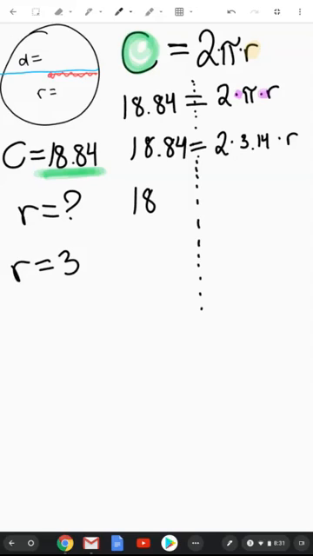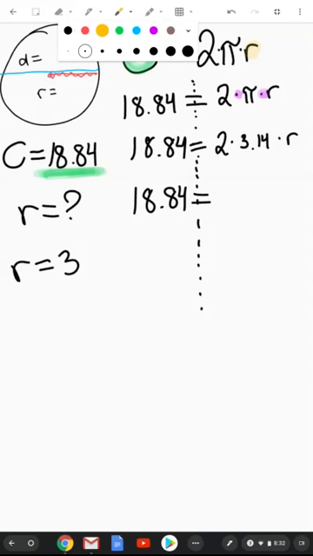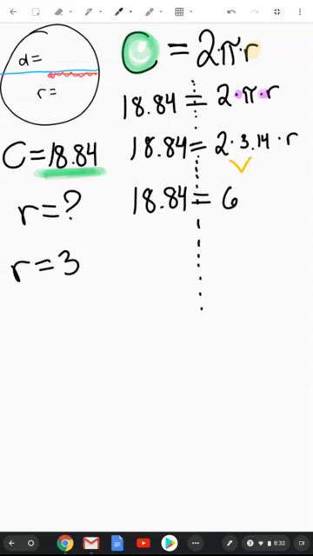I'm going to bring down 18.84. And instead of dividing, I'm going to go ahead and multiply 2 times 3.14, and I'll show you why. Okay, so 2 times 3.14 is going to give me 6.28, and then the times r is going to come down. Check it out. I now only have one number being multiplied by r. So I need to break off 6.28. I need to break it off from the r.